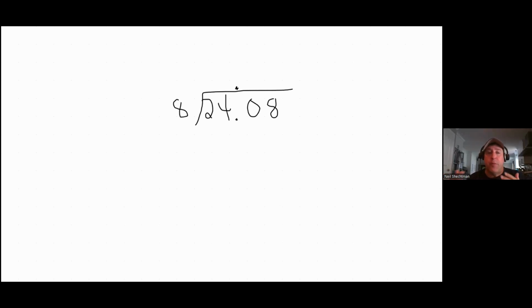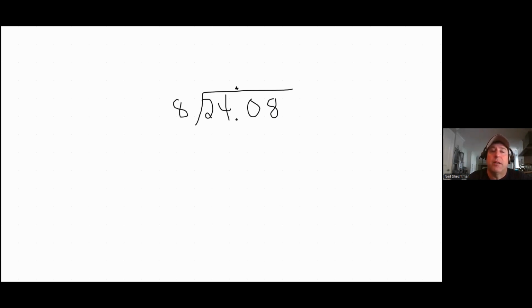Now, there's going to be a different problem I do next that's slightly different, and I'll talk about that when we get to it. But for right now, you just bring the decimal point up and you forget about it. Then we do normal division. And yes, this is traditional division, which will be a little easier, so we're not going to talk about partial quotients when we're dividing decimals for now.